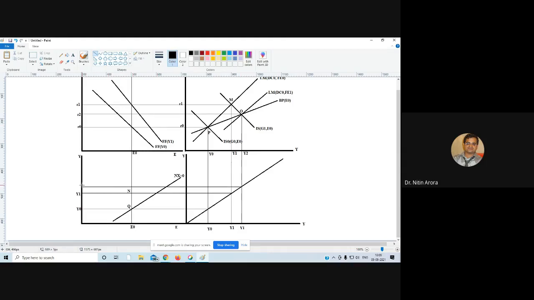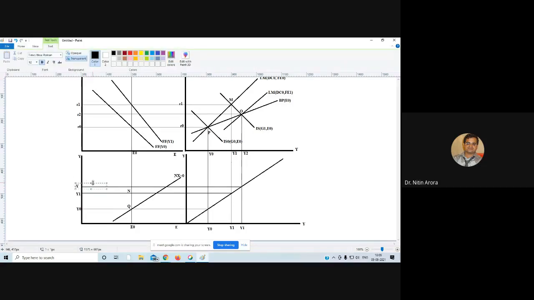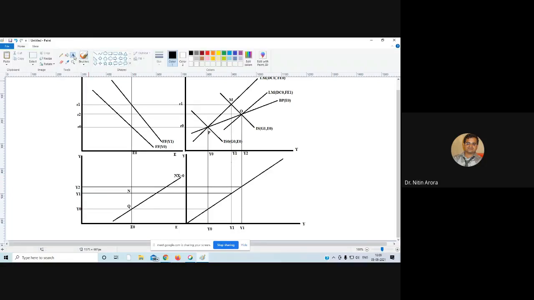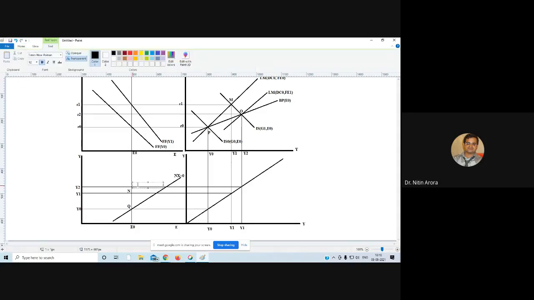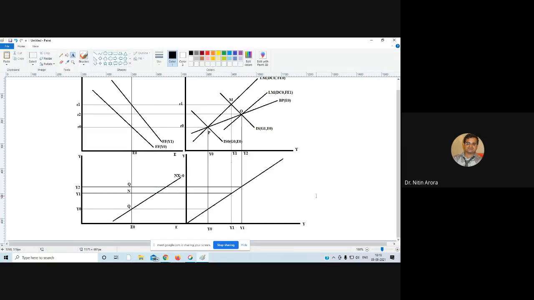So we can say that with a higher level of income, at Y2, this is the Q. We have used Q, no. This Q is the point of current account deficit. Obviously, the current account deficit has further increased.